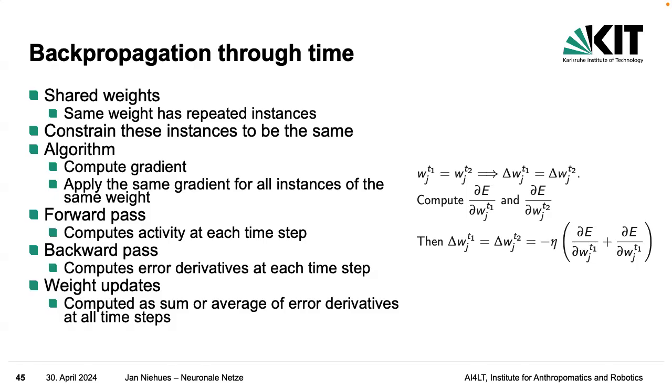So if two weights are the same, the weight J at time step T1 and T2, they should later be the same. You compute the two gradients, then you average the joint one, or you update the weight by the joint gradient.